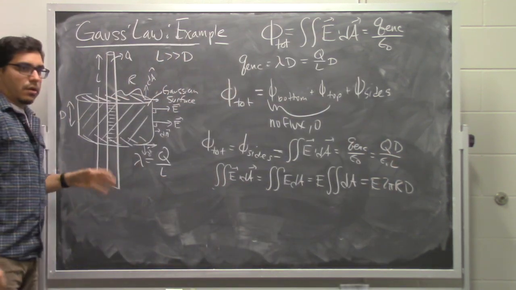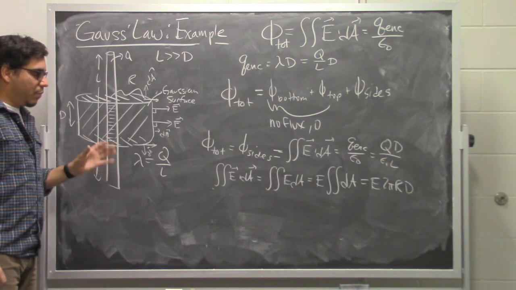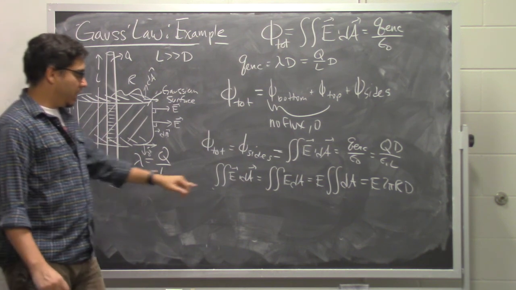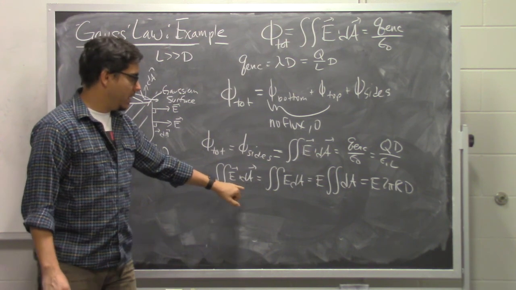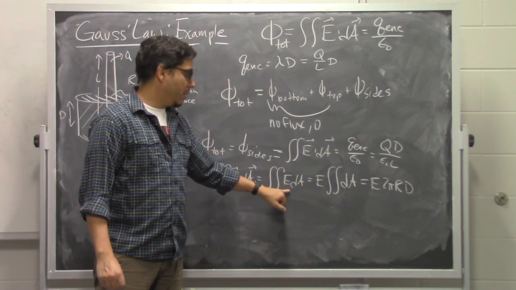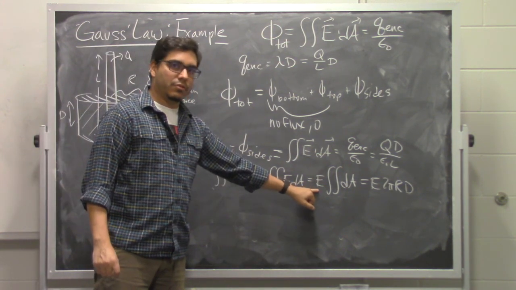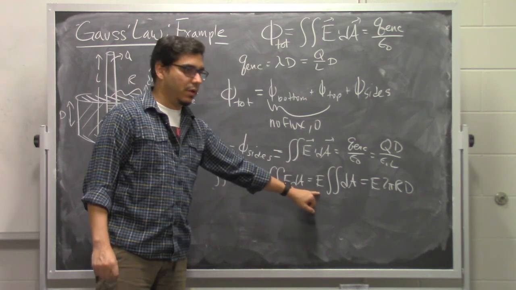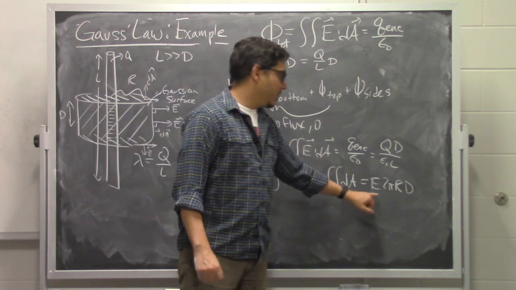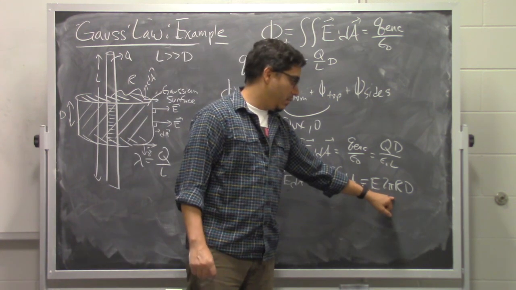So this is a canonical Gauss's law problem. We are able to argue that the electric field and the area vectors are oriented in such a way that we can get rid of the dot product. And we're able to argue that the electric field is constant over the surface, and so we can pull it out of the integral, and we're left with just the electric field times the surface area that we cared about.